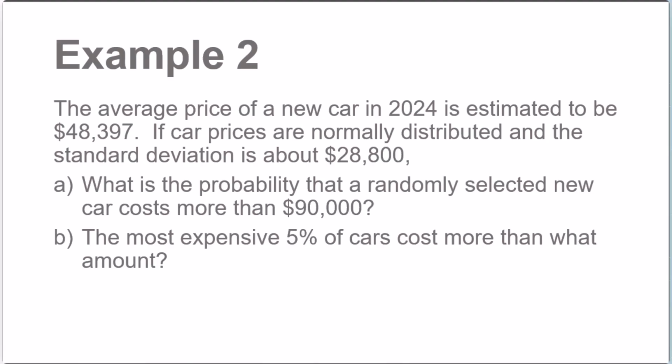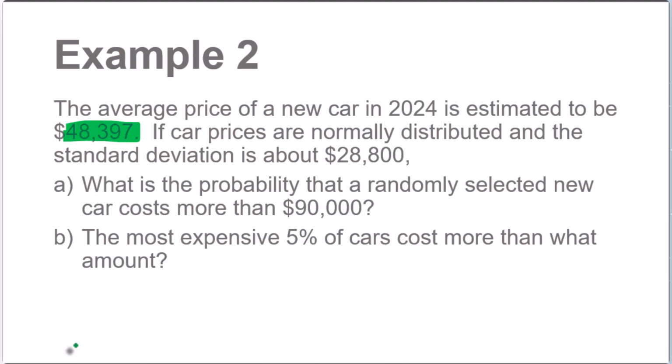Just a comment, I did actually look up the average price of a new car in 2024, and it is $48,397, and I estimated the standard deviation. It's hard to find that information online, but car prices are probably not exactly normally distributed. They probably have some kind of skew to them. But just for the sake of this example, we're going to assume that they are approximately normally distributed. So if we consider randomly selecting a car, the price of that car then would follow this normal probability distribution with the given mean and standard deviation.